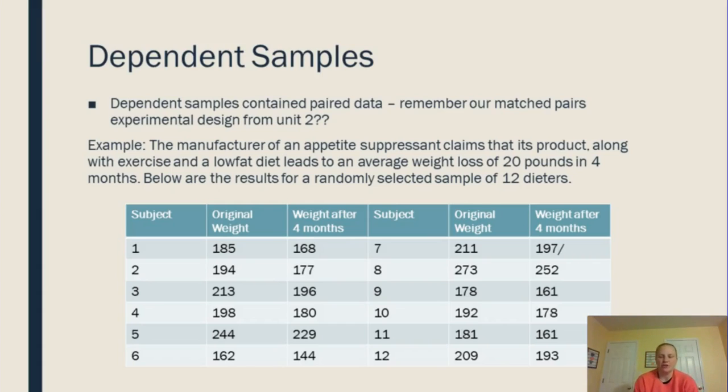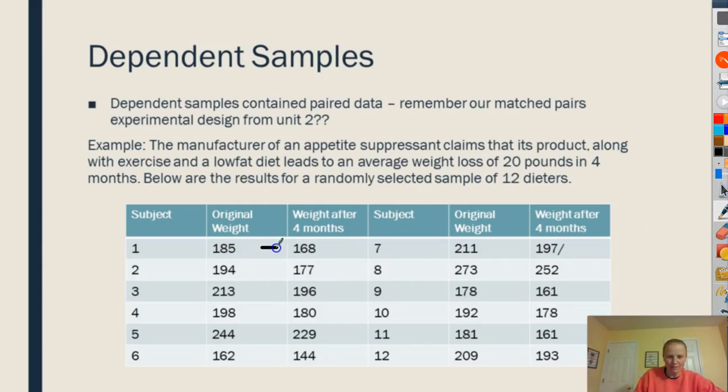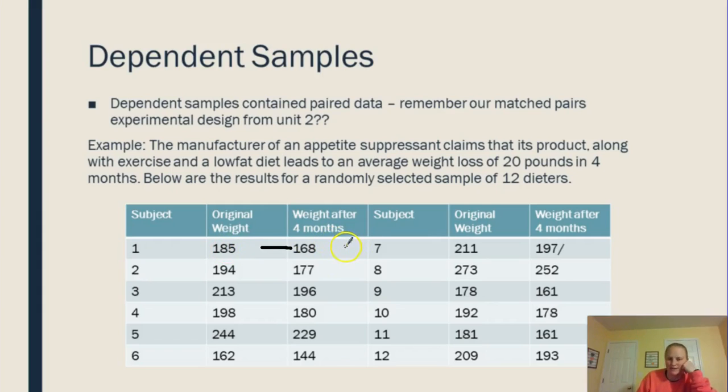The manufacturer of an appetite suppressant claims that its product, along with exercise and a low-fat diet, leads to an average weight loss of 20 pounds in 4 months. And below are the results from a randomly selected sample of 12 dieters. So the thing that's going to go together is this person's weight at the beginning versus their weight after 4 months of taking the supplement.